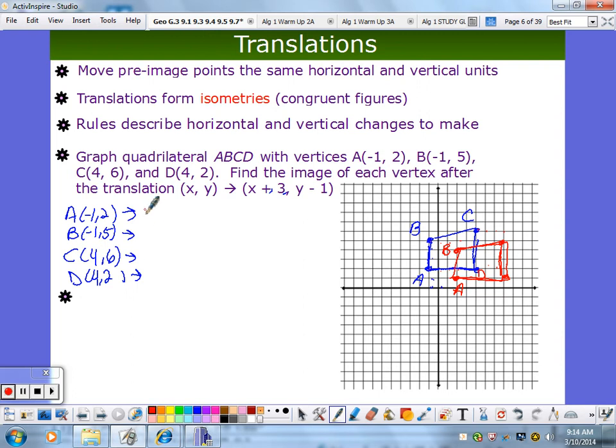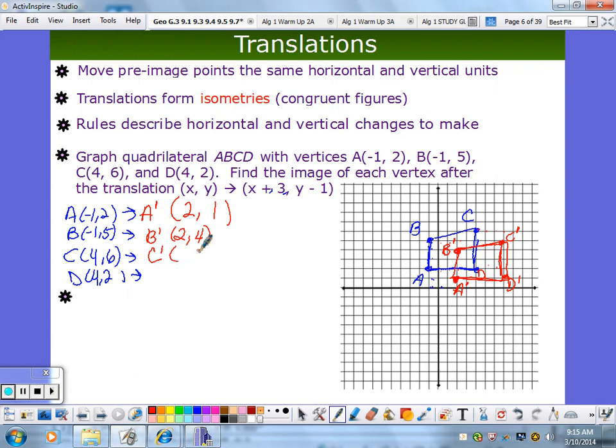So what does A prime become? What are the values of A prime? Add 3 to negative 1, what do you get? 2. And subtract 1 from 2, you get 1. Is that what we got here? (2, 1). Yes. All right, B prime, same thing. Add 3 to the x, negative 1 plus 3 is still 2. And then 5 minus 1 is 4. Isn't that what we got here? (2, 4).